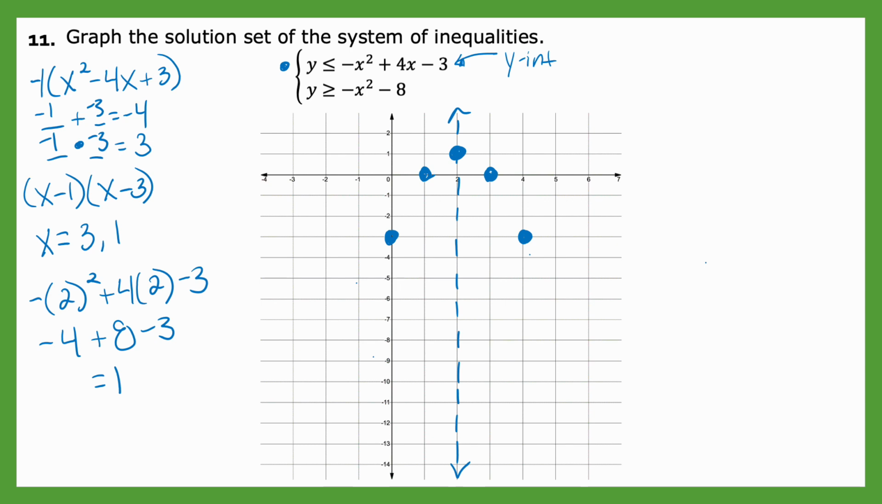It's pretty accurate. Do I want to make this parabola have a solid or a dashed line? Solid. And would I want to shade above or below this parabola? Below, it's less than. So it's everything on the inside of the parabola.